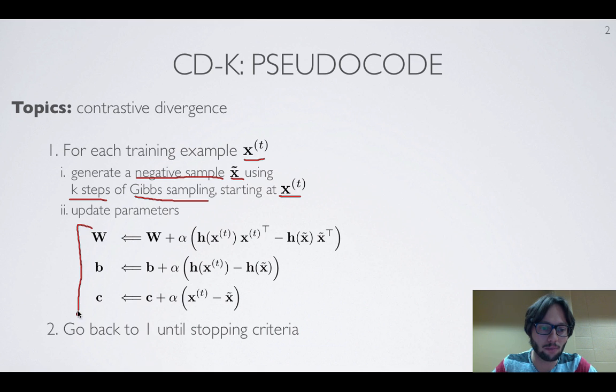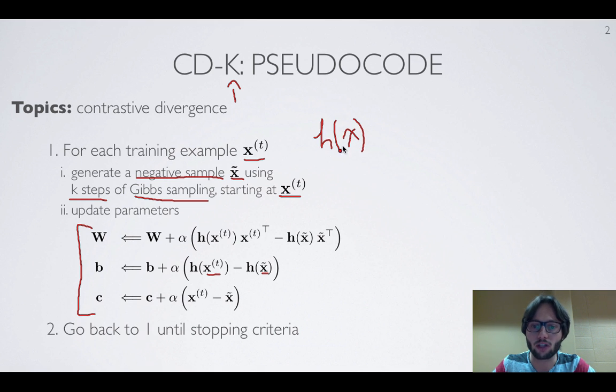And then the update of the parameters has a very simple form, which involves computations both at the training example and at the negative sample x tilde. I've also discussed at the end of the previous video that this algorithm, CDK, where k is the number of Gibbs steps, was actually a very good algorithm for training a restricted Boltzmann machine to extract some useful features, which is represented by the vector h of x.